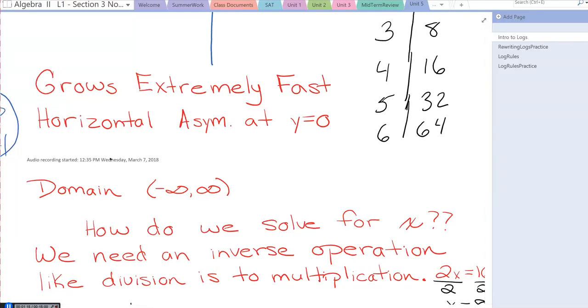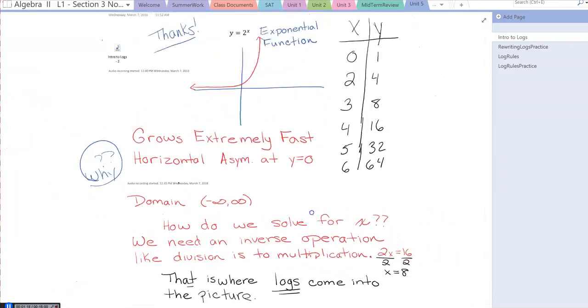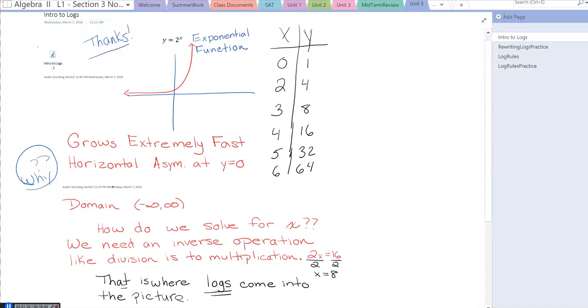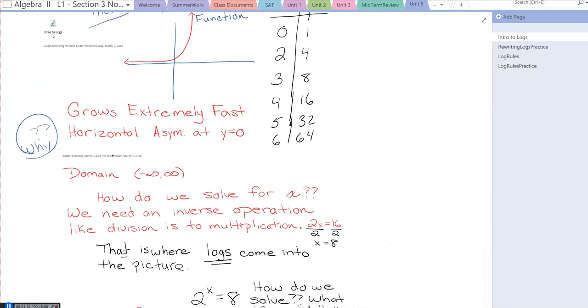here's the question. How would we solve for x? As you can see, x is up in the exponent, and we can't just divide and simply isolate it that way. We need another inverse operation. The example I put over here is you can see that 2x equals 16. To get x by itself, we just divide by 2 because that's the inverse of multiplication. So this is where logs comes into the picture.